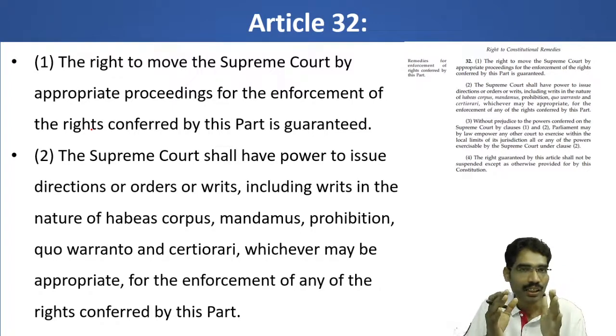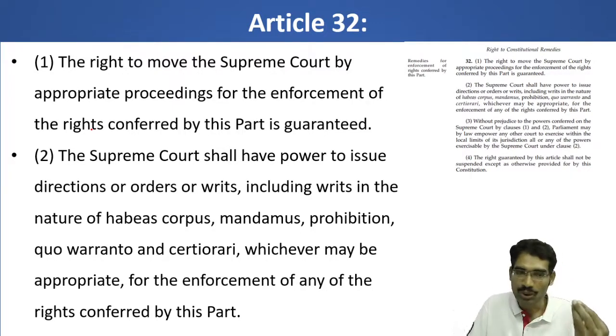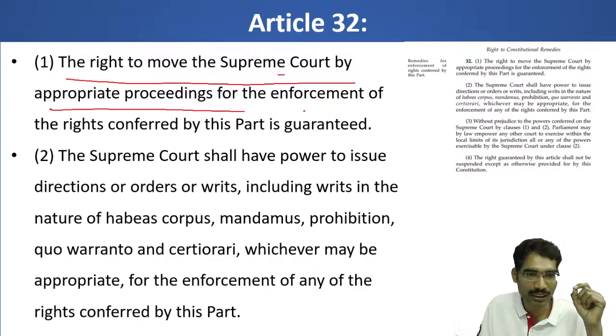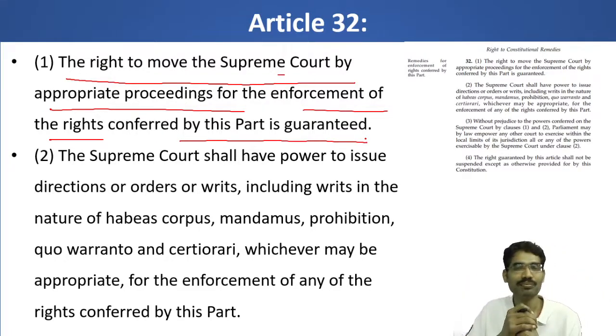Suppose the right of people is violated, they can directly approach the Supreme Court as well. This is also exclusively mentioned in the Constitution itself. That is in the form of Article 32. So Article 32 clause 1 says, the right to move the Supreme Court by appropriate proceedings for the enforcement of the rights conferred by this part is guaranteed. So these are the issues now.